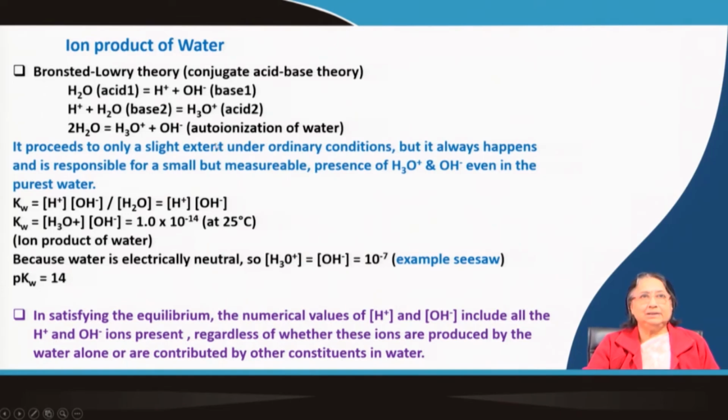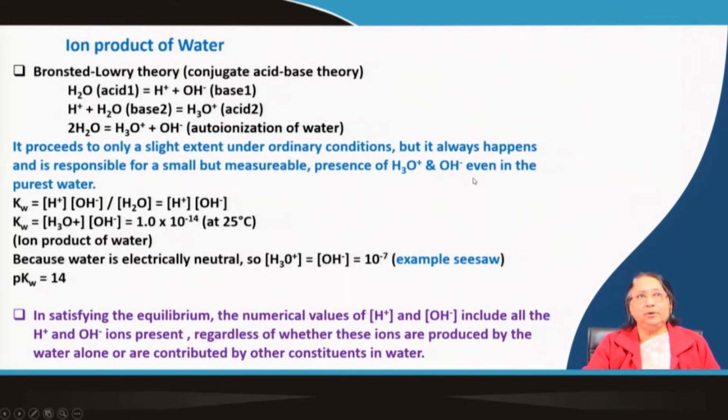Now, combining these two, we can write this equation, which is nothing but the auto ionization of water. This ionization proceeds to a slight extent under ordinary conditions, but it always happens. This is very, very important to remember. It always happens, and it is responsible for a small but measurable presence of hydronium ion and hydroxide ion.